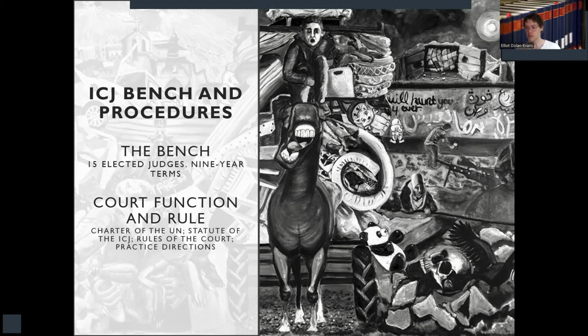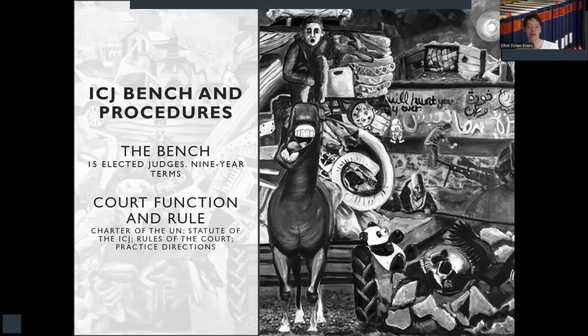Now, the court is a principal organ of the UN, as we've said. It's the principal judicial organ. And so it has its seat in The Hague. And the idea is that it's supposed to have some kind of convenient distance from the politics of the UN in New York. And the rules that govern the function of the court, which we'll touch on in some more detail soon, are in four layers of text. So you have the Charter of the UN, the statute of the ICJ, the rules of the court, and the practice directions. And each layer has its own kind of function.